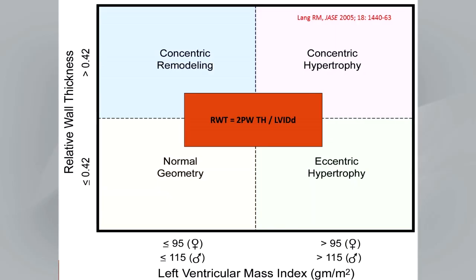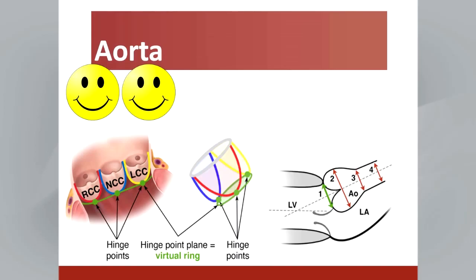So we talked about 3D, and this is the same as in the previous. We talk about the different types of remodeling of the ventricle: normal geometry, eccentric, concentric, and concentric remodeling, and this is a relationship between relative wall thickness and left ventricular mass index. The relative wall thickness is 2 times the thickness of the posterior wall or the septum divided by the left ventricular internal dimension at end diastole.